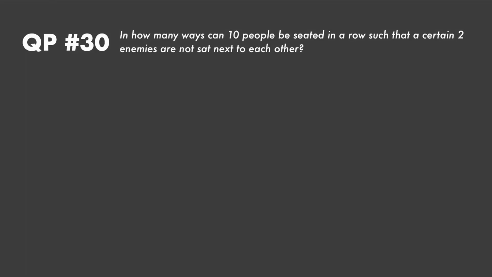Hello everyone, today let's take a look at a super simple combinatorics question, QP number 30. In how many ways can 10 people be seated in a row such that a certain two enemies are not sat next to each other? So we have 10 total people, and let's say person A and person B do not like each other, they're enemies, so they can't sit next to each other.